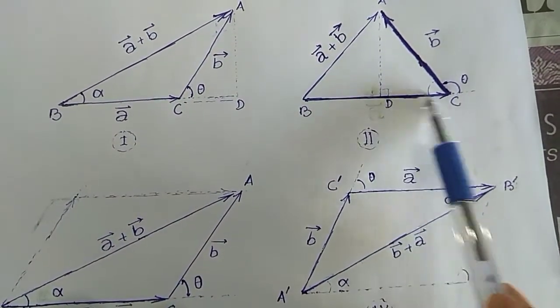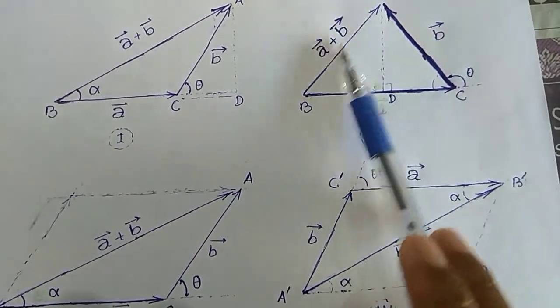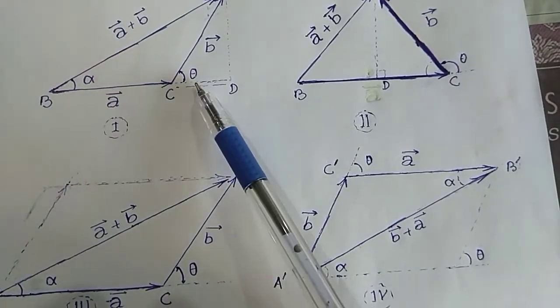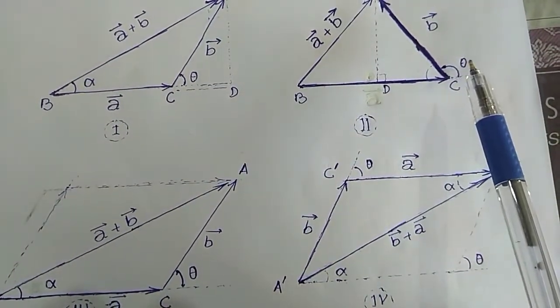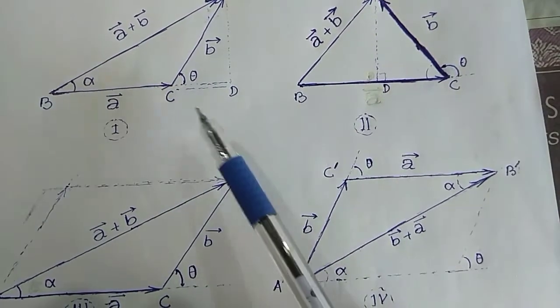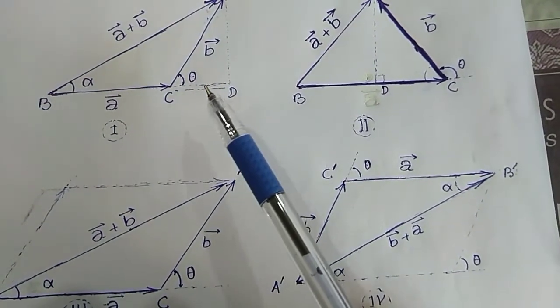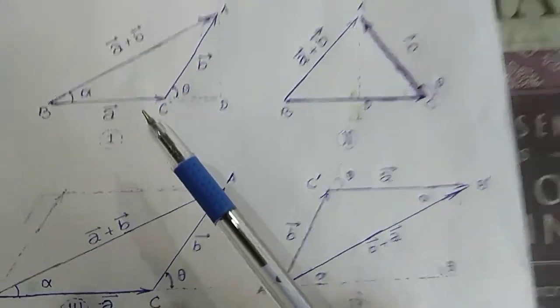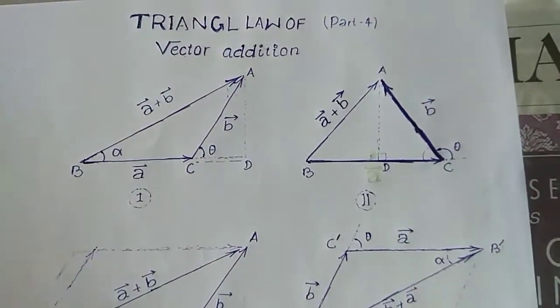Another case, this is A plus B. Here theta is an acute angle, but here theta is an obtuse angle. We adopt a second approach for finding the modulus of A plus B.